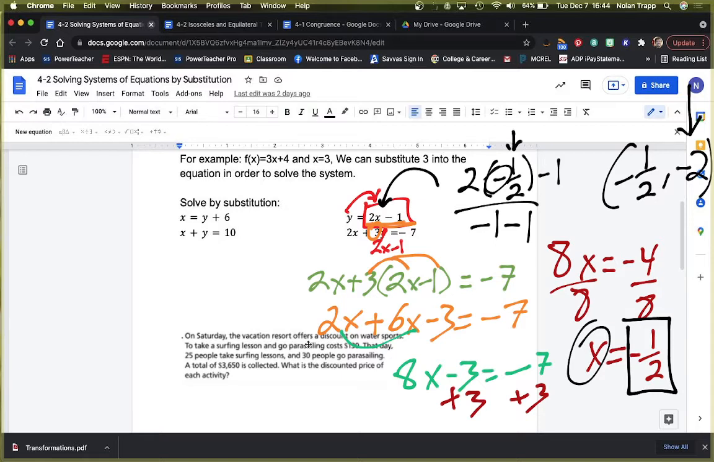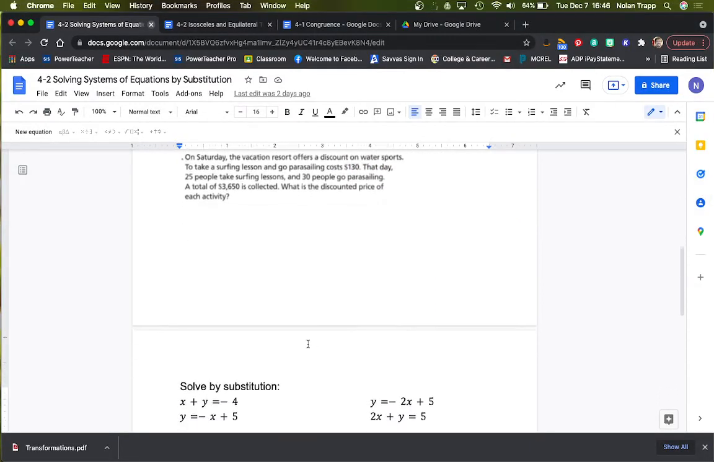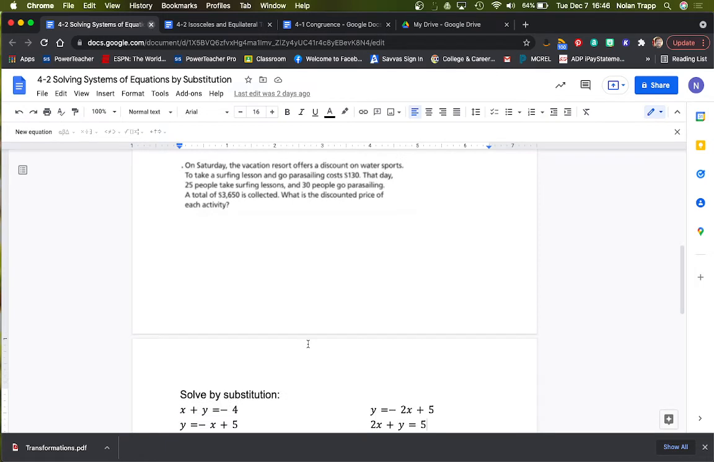And this is why substitution is nice. It allows us to solve problems that are maybe fractions or decimals without having to try and guess on a graph. That's why we have substitution, and what we'll talk about next is elimination in the next section. So, let's read this word problem.